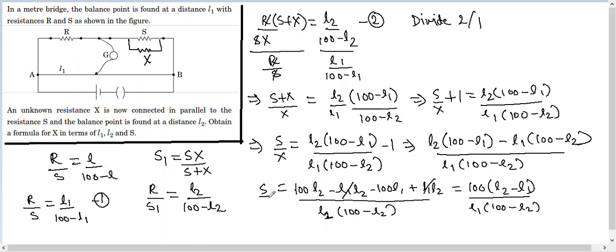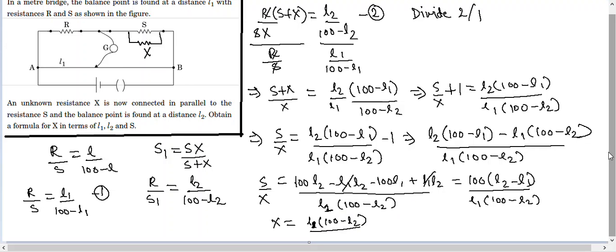So it was S upon X. So let's just reciprocate it so that we can get our answer in terms of X, which can be written as X equals L1 into 100 minus L2 upon 100 into L2 minus L1, into S. So that's our X in terms of S, L1 and L2.